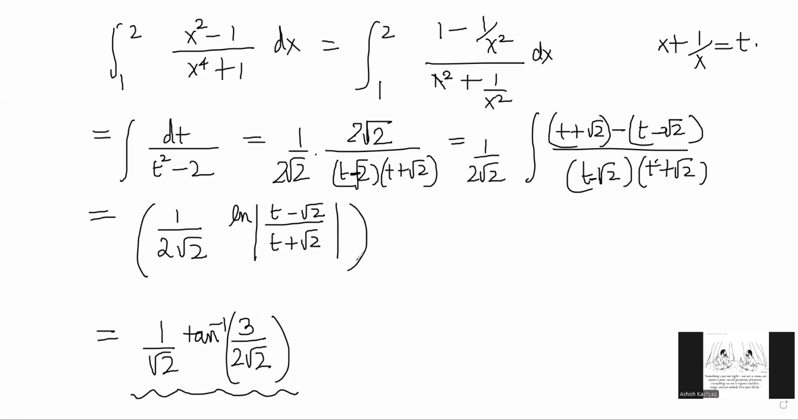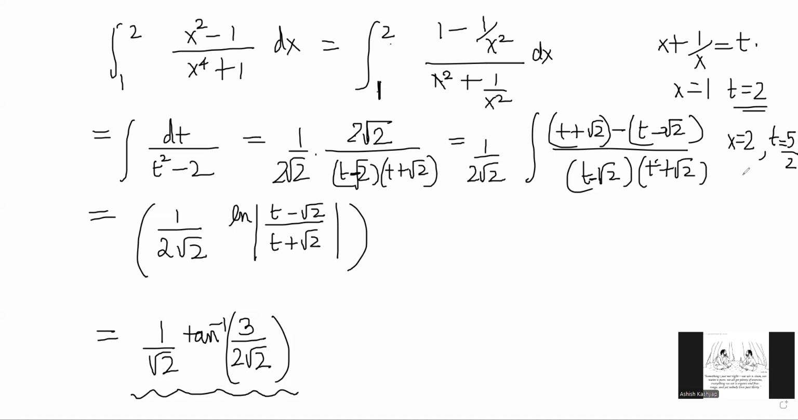This expression is coming, and now we have to think of what are the values of t, right? When x is 1, your t is 2, and when x is 2, your t is 2 plus 1 by 2, so 5 by 2, right? So the limits for x were from 1 to 2, and these are the corresponding limits for t.